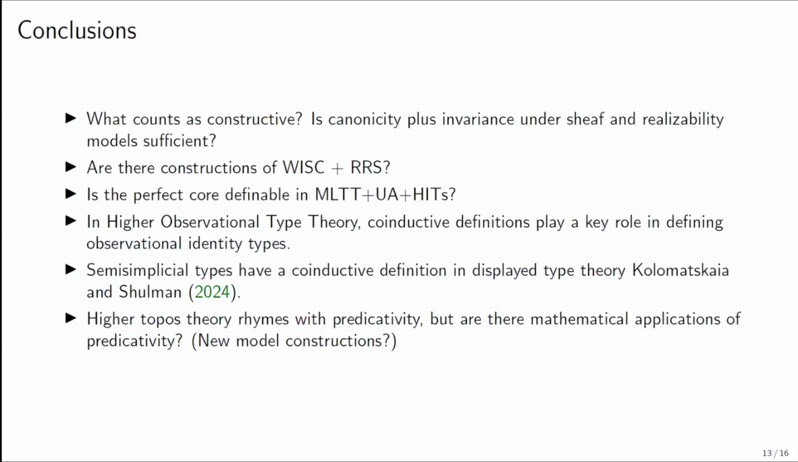So finally, I want to mention that in this new development called higher observational type theory, this has the feature, together with cubical type theory, that co-inductive types have the correct identity types by default. So you get these bisimulation principles very neatly. And there, co-inductive definitions actually play a key role in defining the system itself, because you need them for defining the observational identity types for the universe.